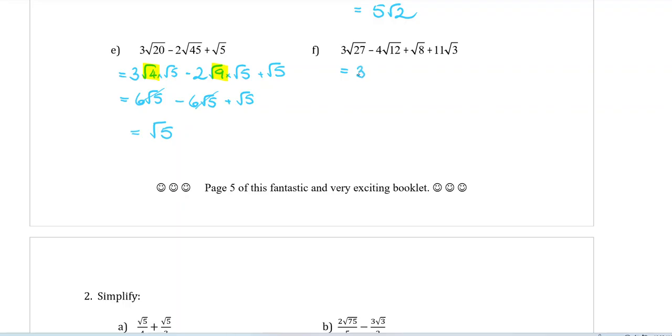So we leave the 3. 27 can be split apart to be 9 times 3. Then minus 4, 12 can be split to be 4 times 3. And 8 can be split to be 4 times 2. And the last term on the end is 11 root 3. Root 3 is not going to get any smaller, so it's sitting on the end.